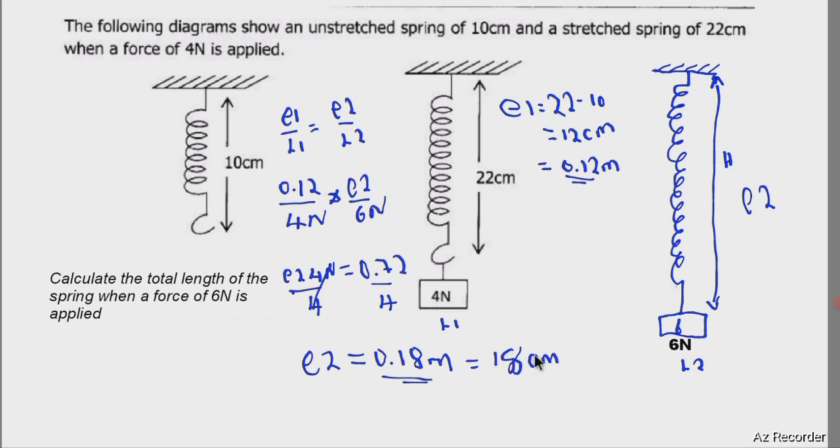Now this is not the total, they said the total length, so we can now say the total length will basically be extension 2, which is 18, plus the original length of the spring, which was 10, and this will give us 28 centimeters, and this is our answer. Okay, so that is how you can answer this question.